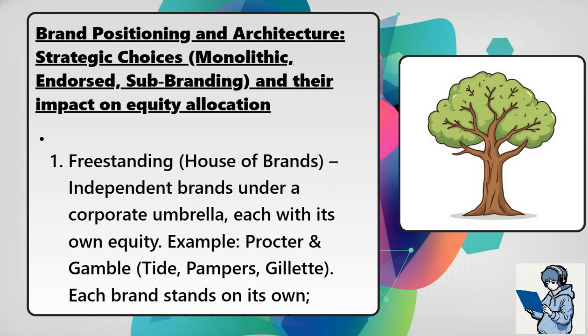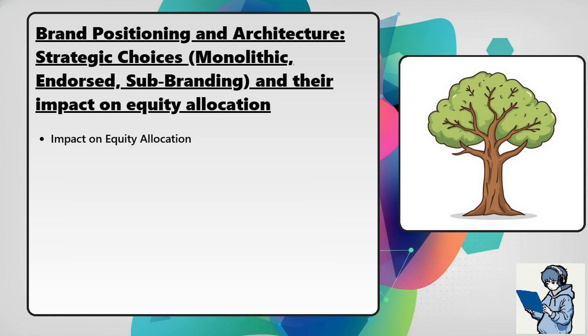4. Freestanding, the house of brands. Independent brands under a corporate umbrella, each with its own equity. Example: Procter & Gamble, Tide, Pampers, Gillette. Each brand stands on its own. Corporate equity is minimal.